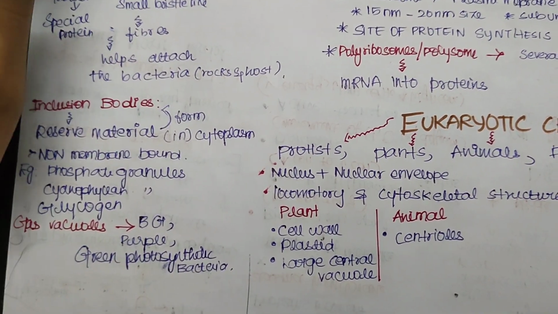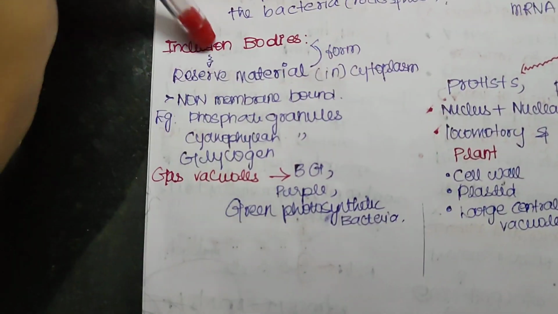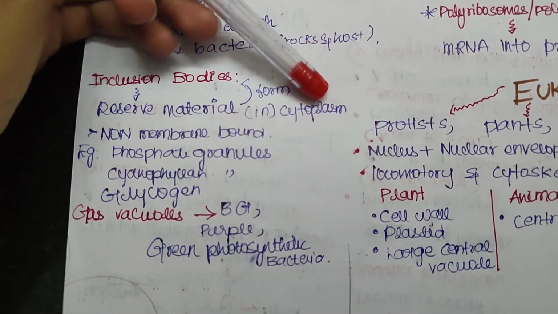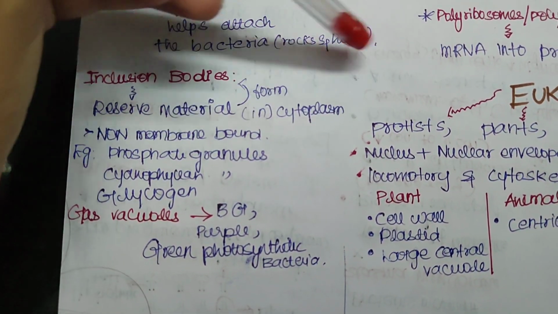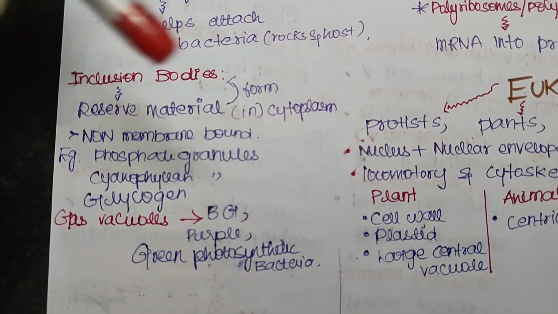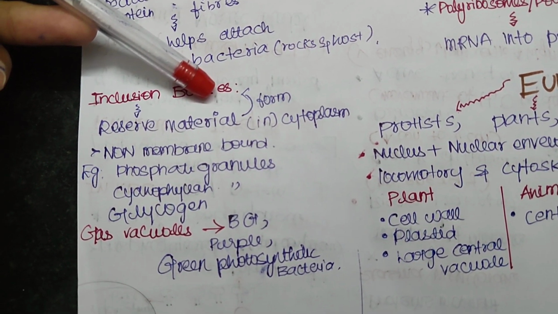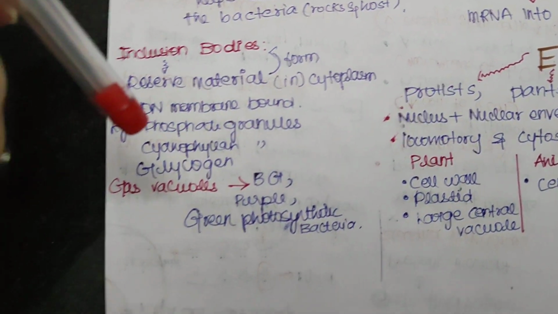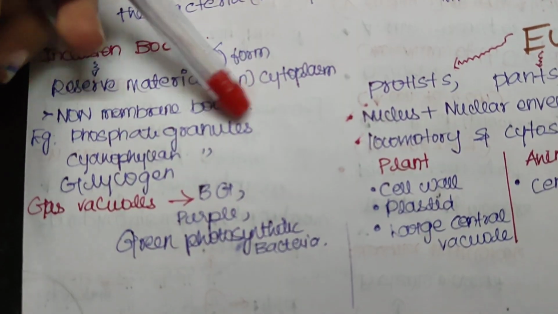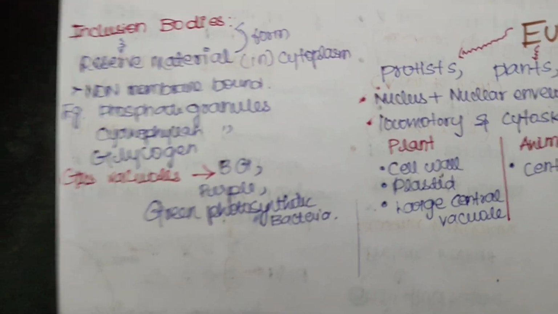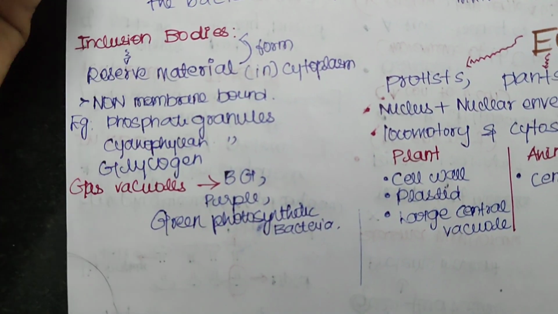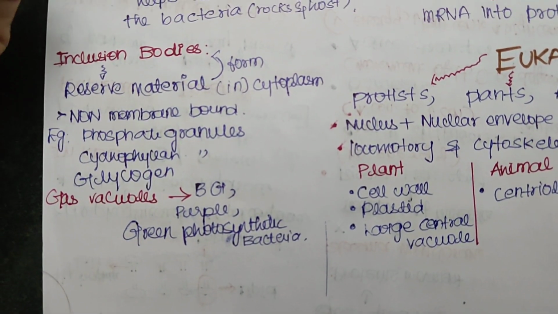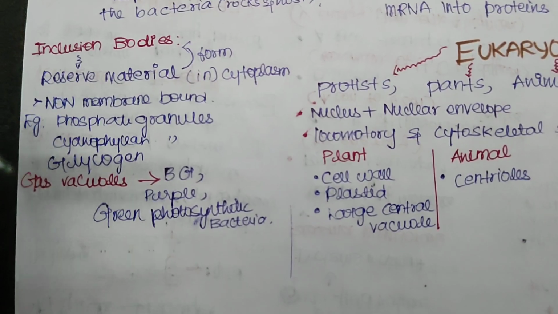Are we good with the prokaryotic cells? Okay, we have another topic here. It is inclusion bodies. So the reserve food materials in cytoplasm are stored in the form of inclusion bodies. These are non-membrane bound organelles. To talk about the examples, phosphate granules, cyanophycean granules and glycogen granules. And we have gas vacuoles, which are present in a few organisms such as blue-green bacteria, purple and green photosynthetic bacteria. So with this, we are concluding the prokaryotic organism.